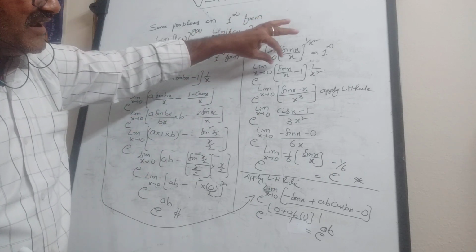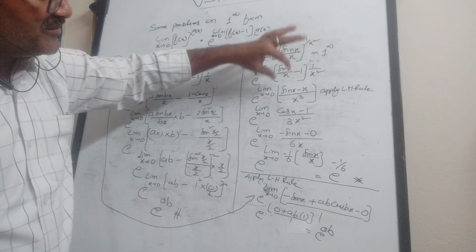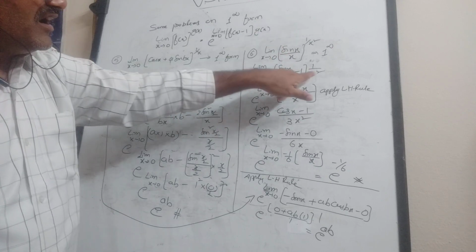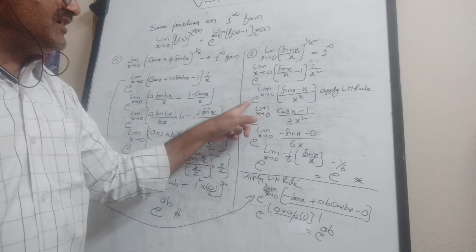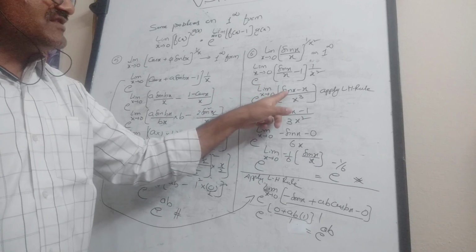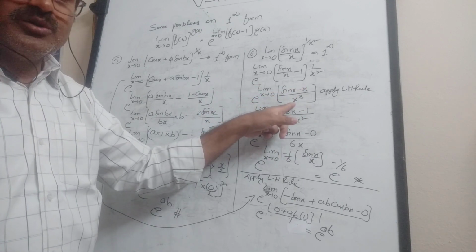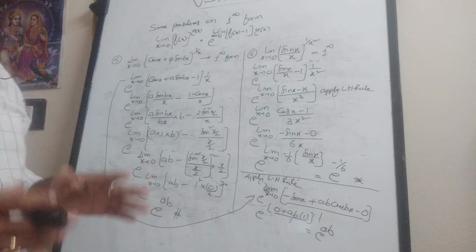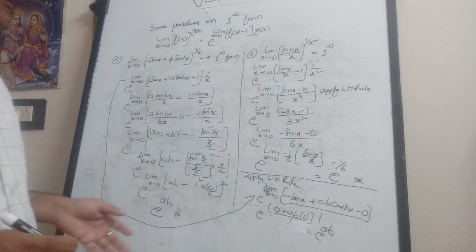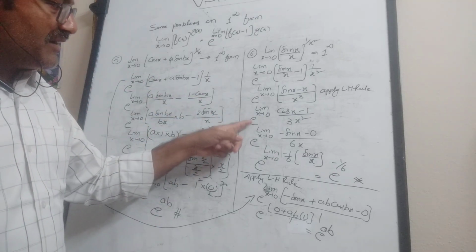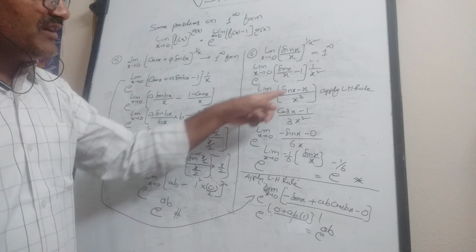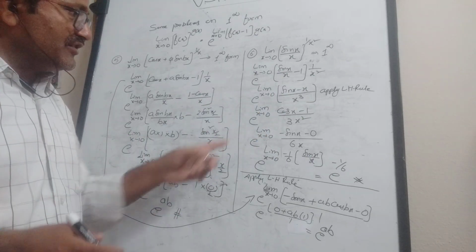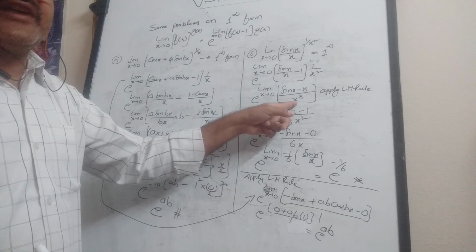Now apply it: e power limit x tends to 0, take the LCM there, sin x minus x divided by x. Actually, the outer value is 1 by x square. Due to that reason, I wrote e power limit x tends to 0 of sin x minus x by x cube. Apply L'Hospital rule, that is nothing but LH rule I wrote. E power limit x tends to 0: the derivative of sin x, we know, is cos x. What is the derivative of x? It is 1.